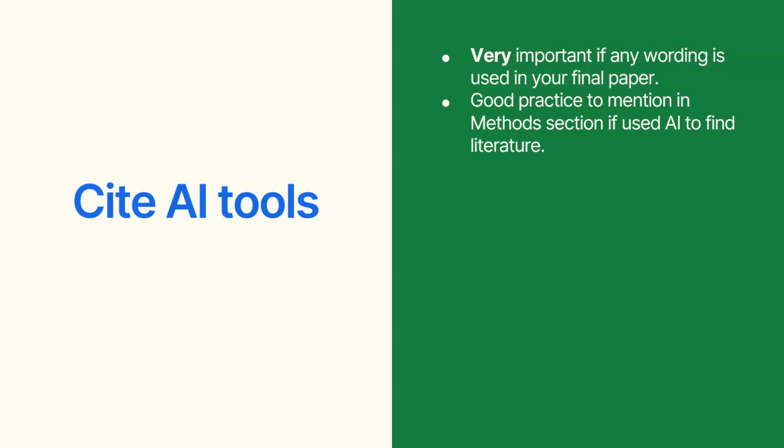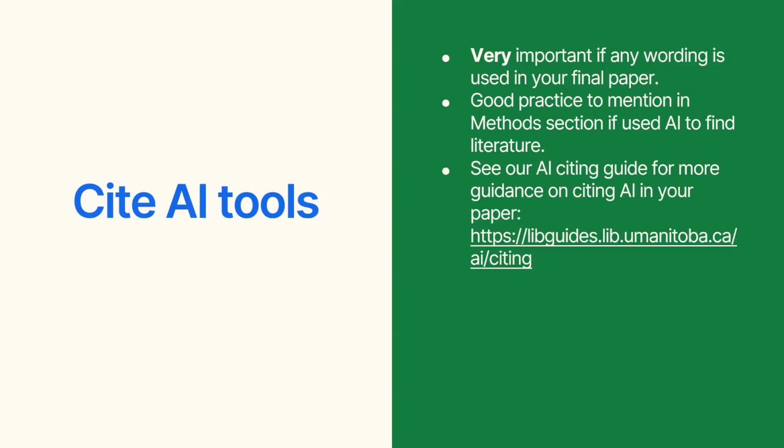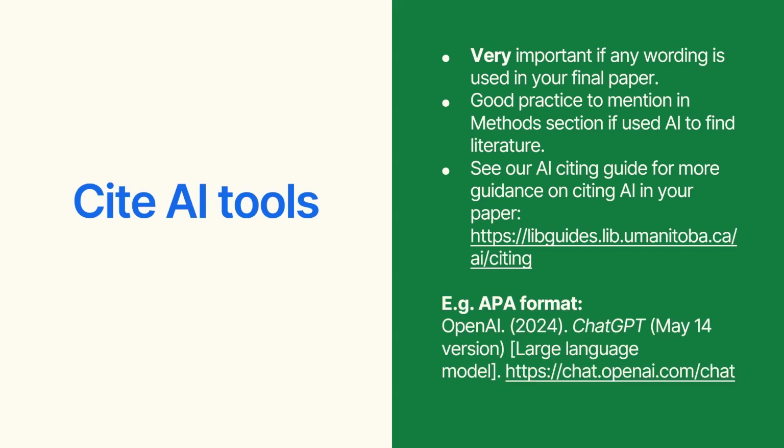And it's also good practice, especially if you're doing an entire literature review, to mention in your methods section that you used AI to find literature, or how exactly you used the AI tools in the making of your literature review. You can see more about citing. The library has a library guide on citing AI. It can be very useful. It gives you a lot of great examples on when and how to cite these tools in your work. This is an example of citing ChatGPT in APA format. Again, you can go to the library guide and find a lot more information on that.